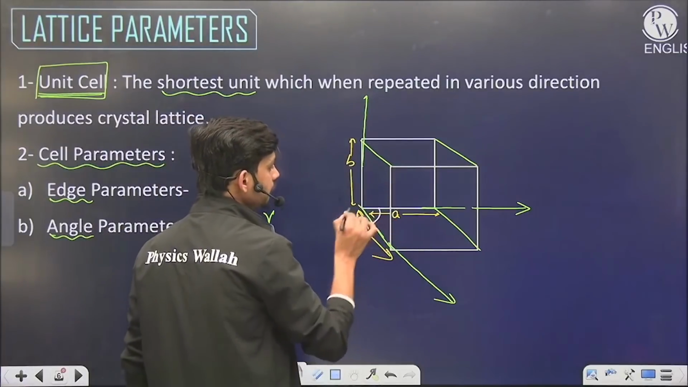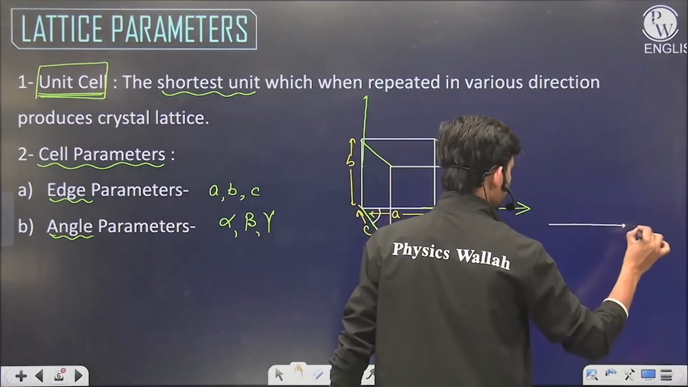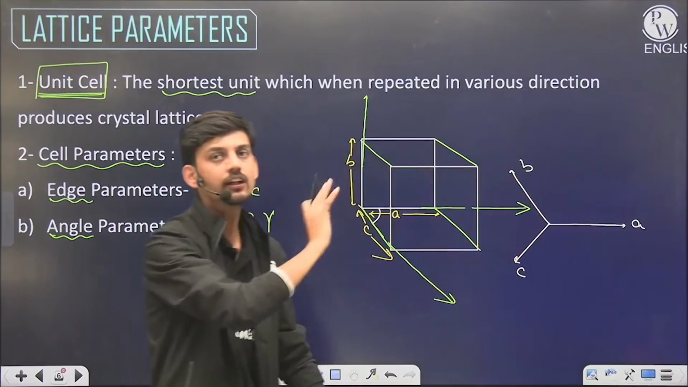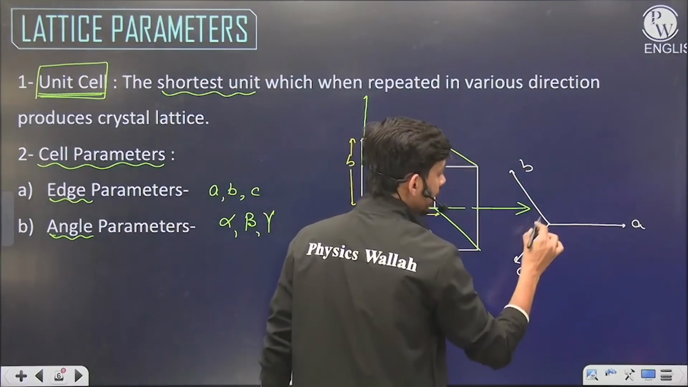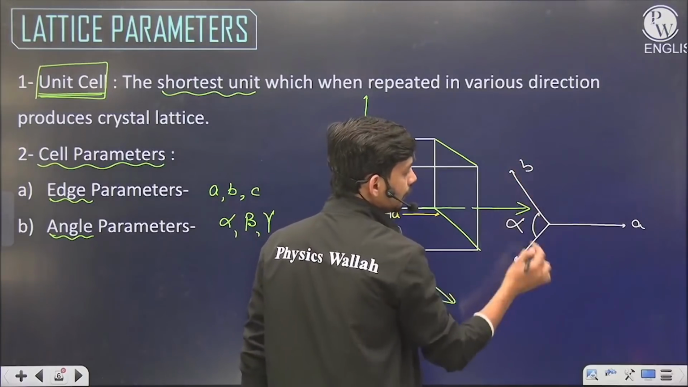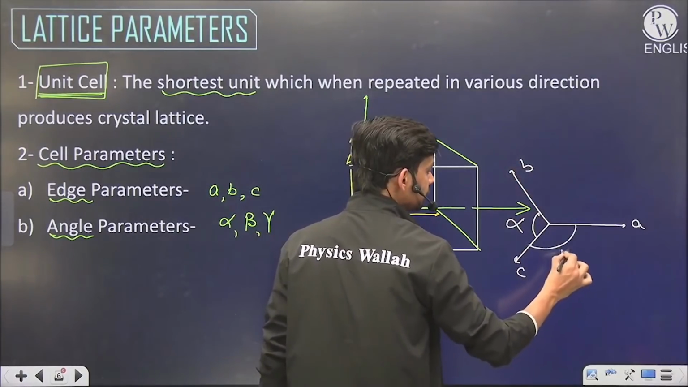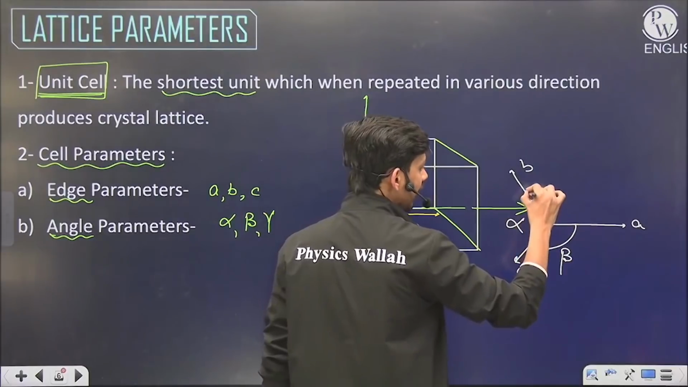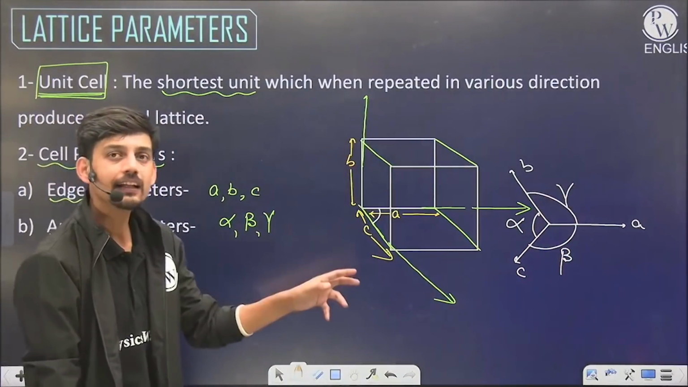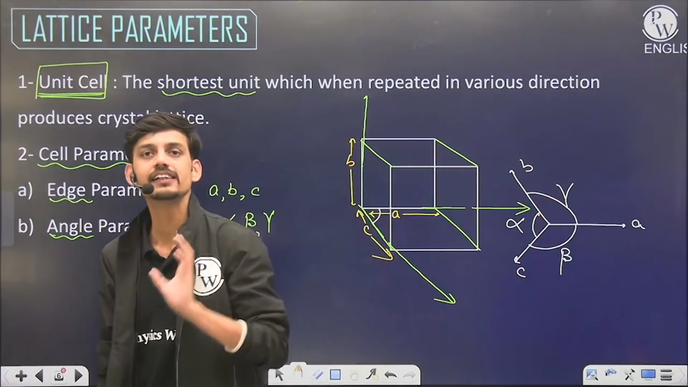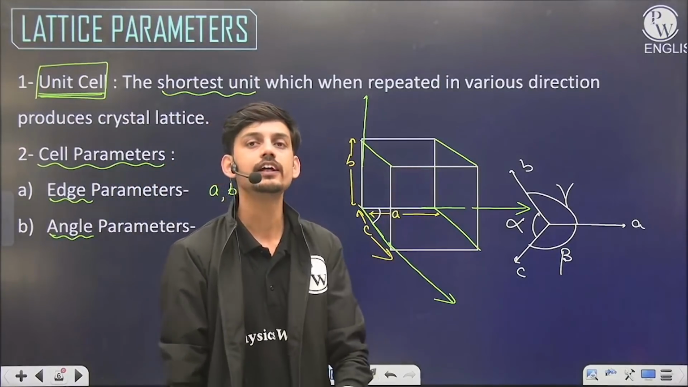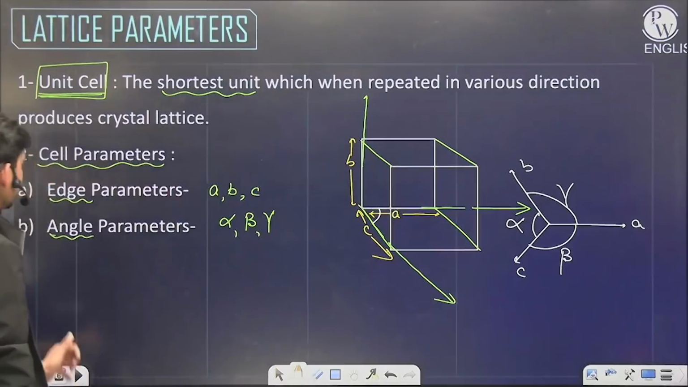Let me draw here a, b, and c. Let us assume these are the three directions for a unit cell. Then the angle opposite to a, that is the angle between b and c, is defined as alpha. The angle opposite to b, that is the angle between a and c, is defined as beta. And the angle opposite to c, that is the angle between a and b, is defined as gamma. So these three lengths and the angles between them are used to characterize a unit cell. On the basis of these, we have classified crystalline solids into 7 different systems. What are those systems?